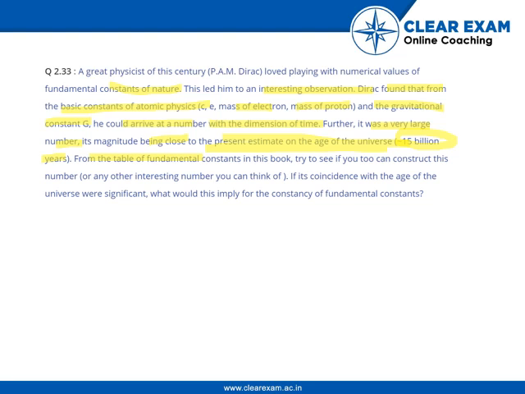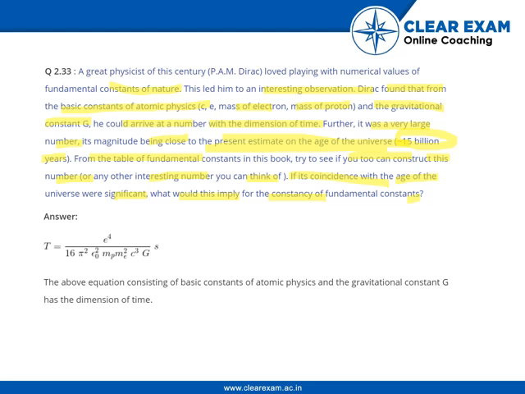From the table of fundamental constants in this book, try to see if you can construct the number, or any other interesting number you can think of. If its coincidence with the age of the universe were significant, what would you infer for the consistency of fundamental constants?